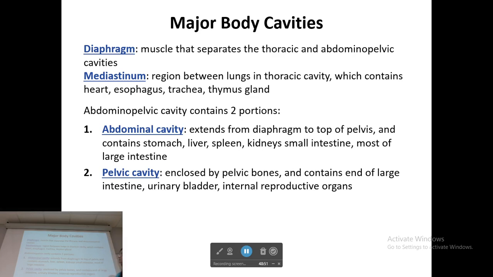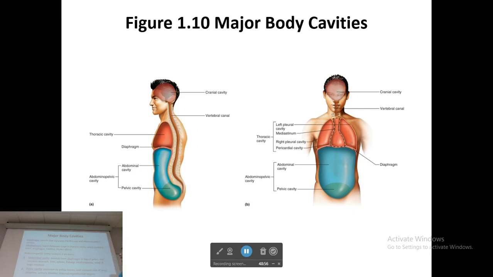All right, so I mentioned abdominal cavity and pelvic cavity. So cranial in here. The vertebral canal, right? So that's a space within the spinal column, the vertebrae. The thoracic cavity in here. There's that diaphragm, which is a skeletal muscle. It's a muscle that divides those two cavities. The abdominal cavity here, and then the pelvic cavity at the bottom, which together makes up that abdominopelvic.